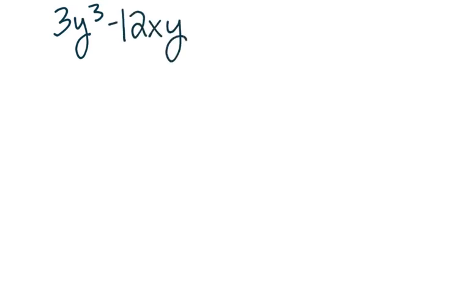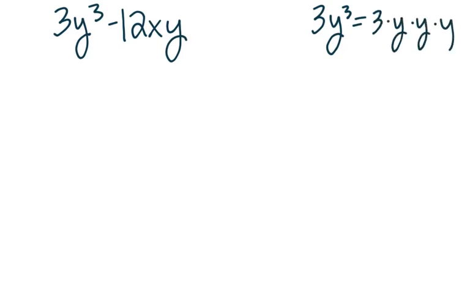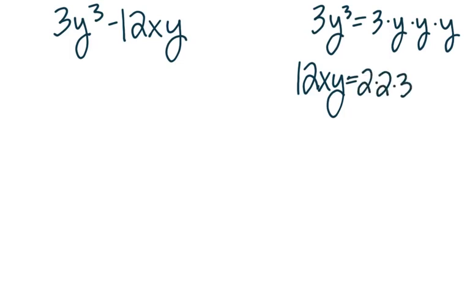we have 3y cubed minus 12xy. Okay, so again, we're going to break down our factors for our first term. So we have 3y cubed, which is 3 times y times y times y. So remember, if anything is cubed, that means you have 3 of those factors. Then our second term, we have 12xy, which we can break down. 12 is the same thing as saying 2 times 2 times 3 times x times y.